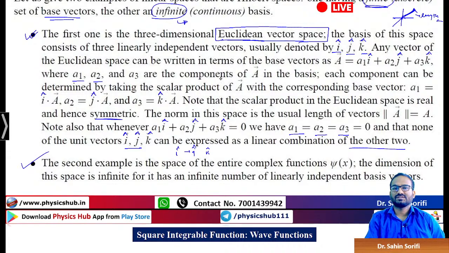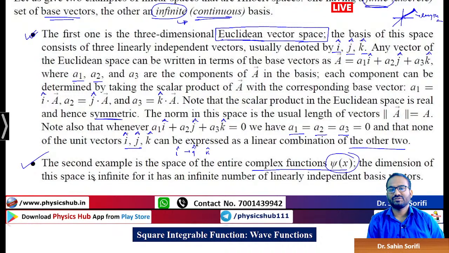Second example, which involves the continuous basis, is the space of entire complex functions psi of x. The dimension of this space is infinite because it has an infinite number of linearly independent basis vectors.